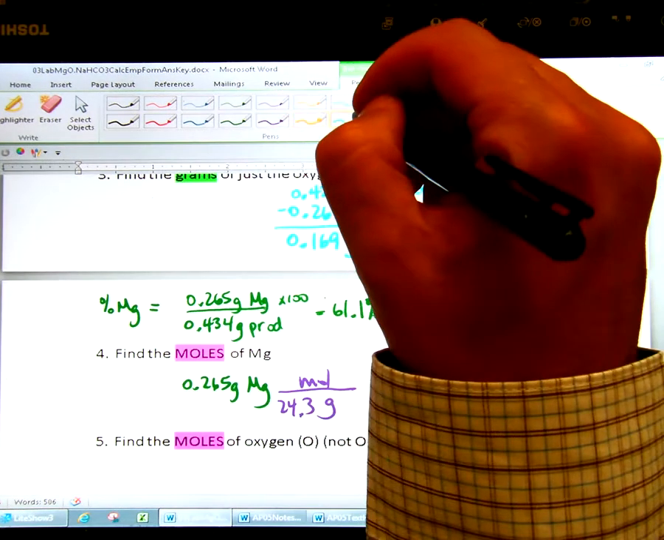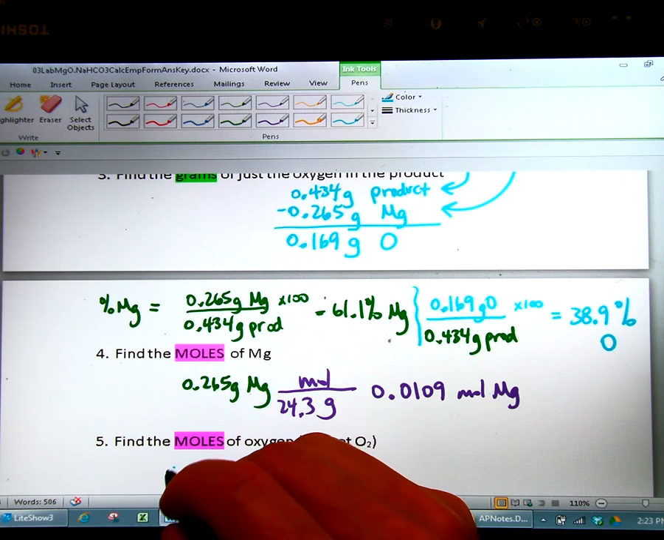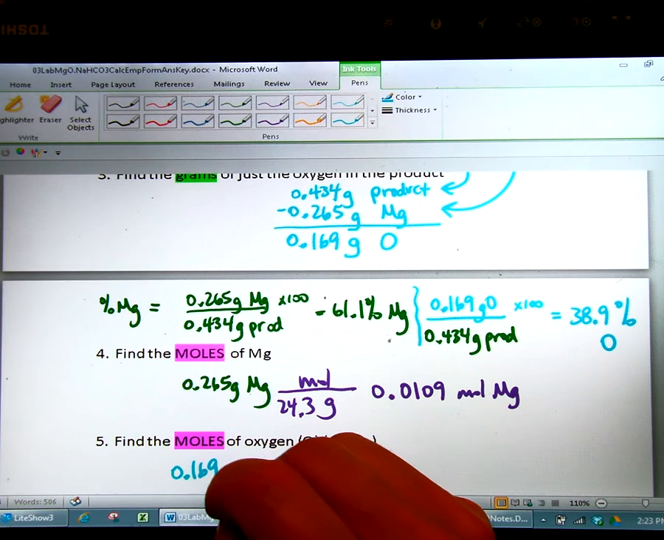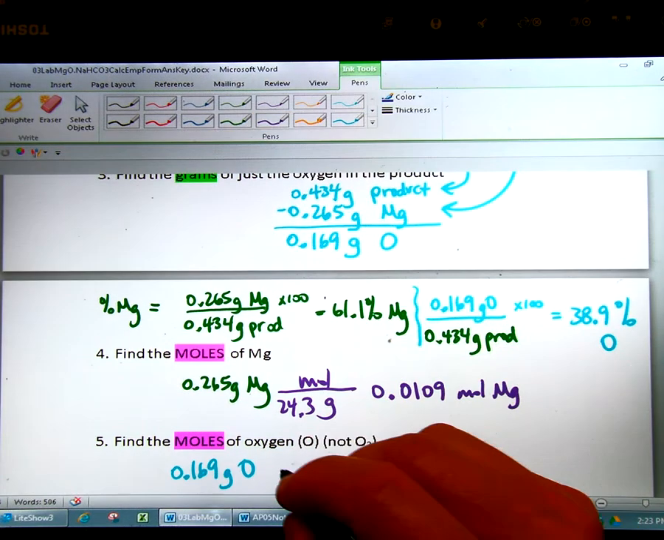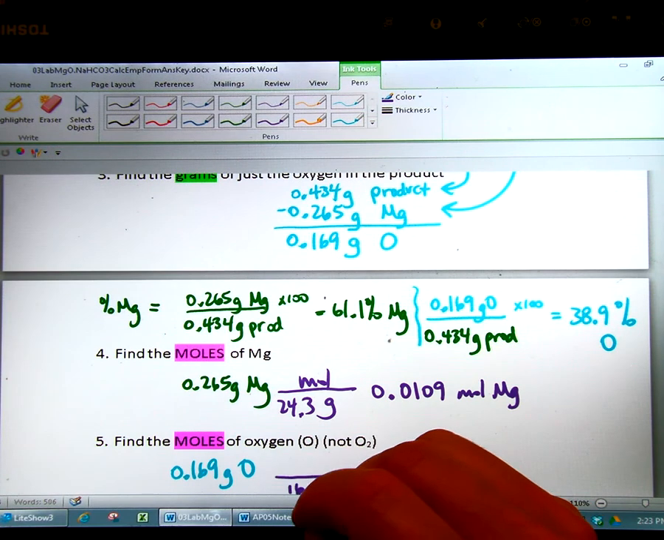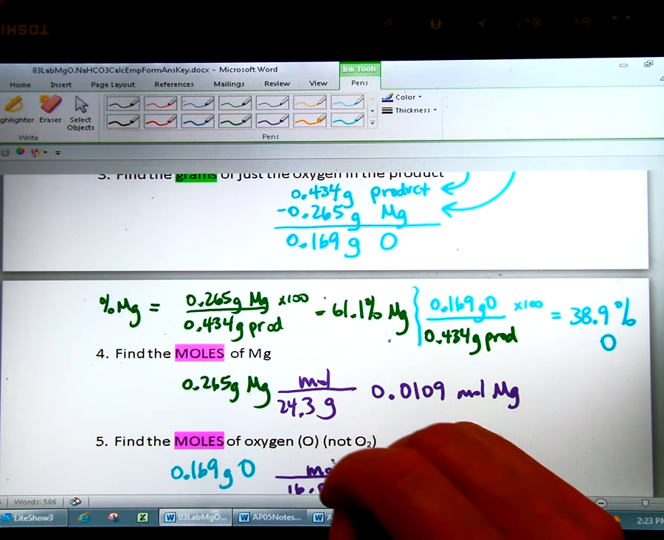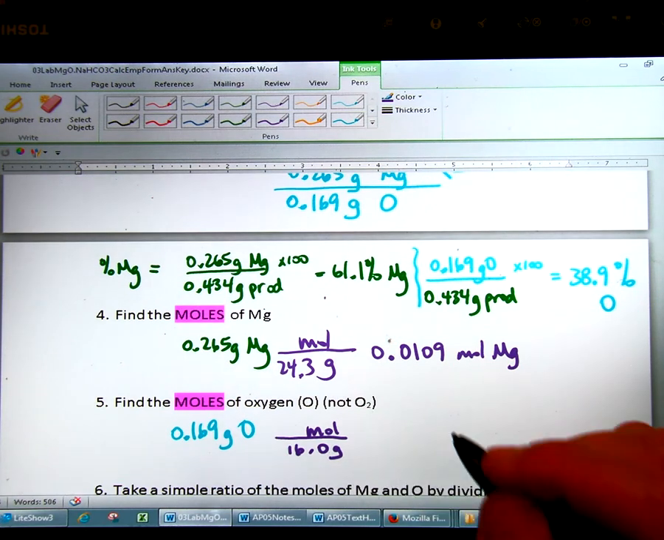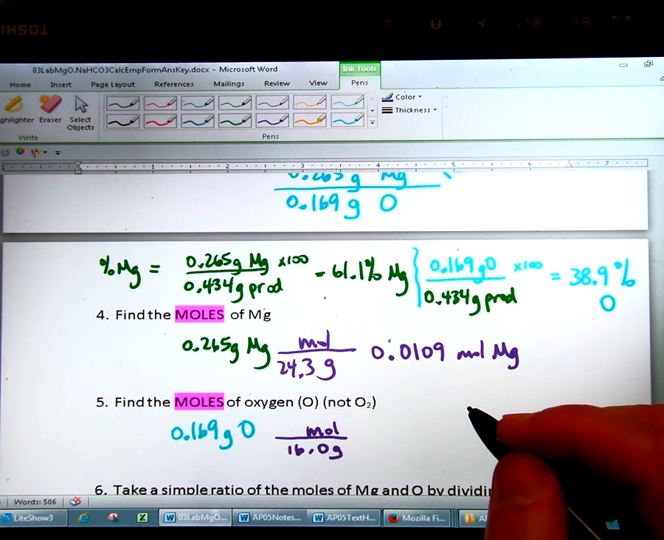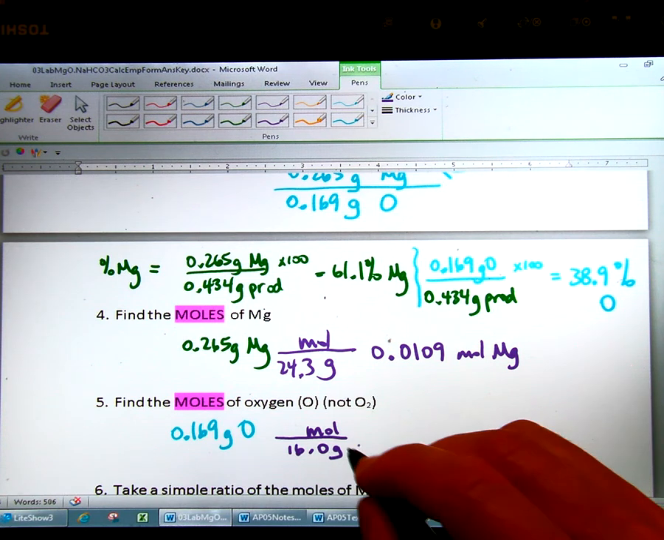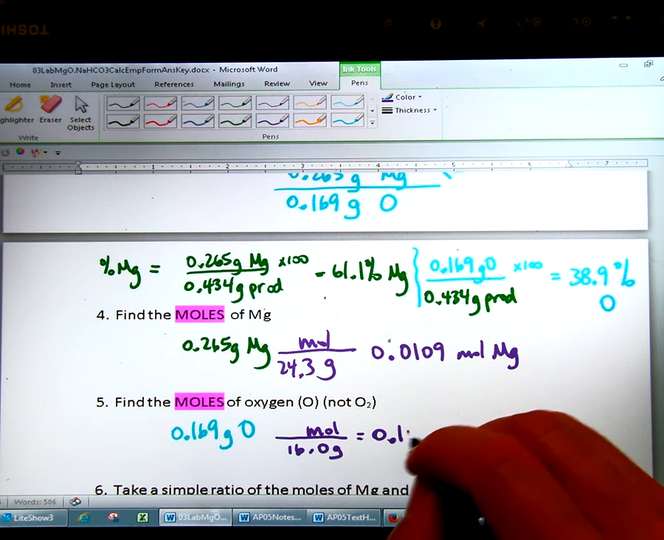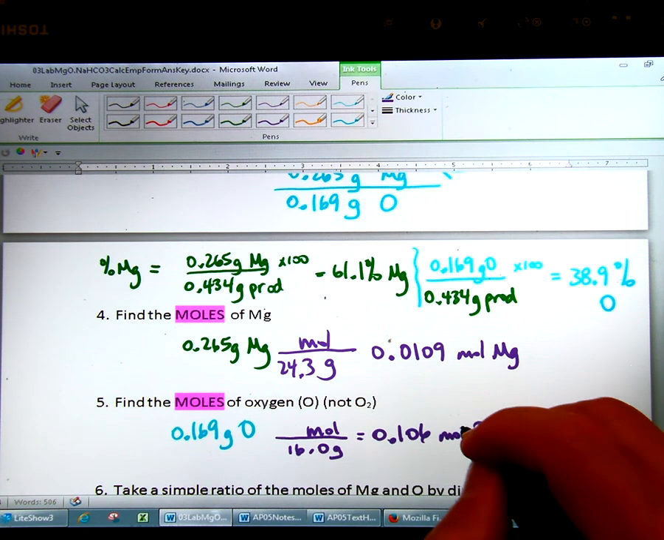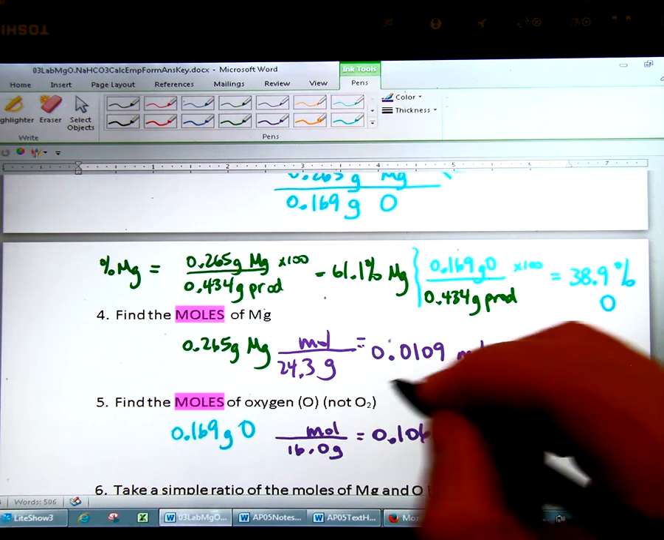It was 0.169 was the grams. Now I'm going to convert that into moles. This weighs 16.0 grams per mole. Notice I'm not using O2. O2 is only when it's by itself, but it's not by itself right now. It's in a compound, so you don't have to do it at 32. So it's 0.169 divided by 16. That's going to be 0.0106 moles of O.